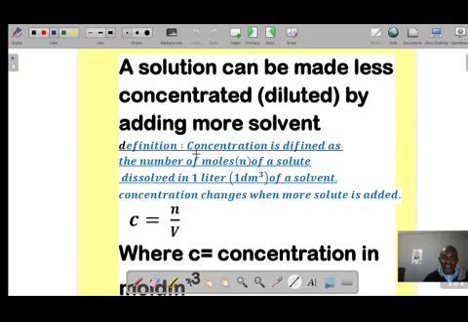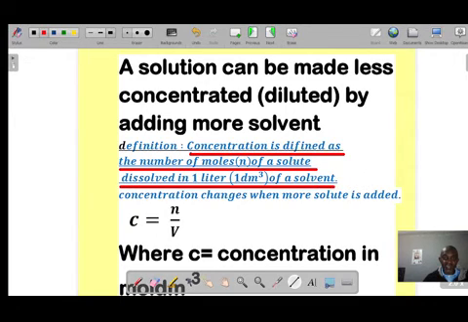Now, if they say define concentration, guys, what is concentration? Concentration is defined as the number of moles of a solute dissolved in 1 liter or 1 decimeter cubed of a solvent. Let me say it again. If we say define concentration, we say it is defined as the number of moles of a solute dissolved in 1 liter, which is the same as 1 decimeter cubed, of a solvent. And it changes when more solute is added.